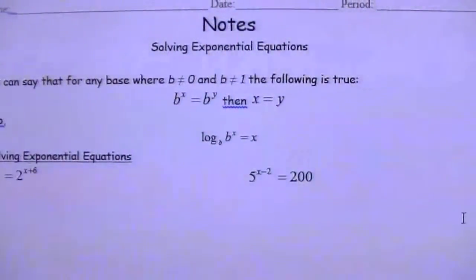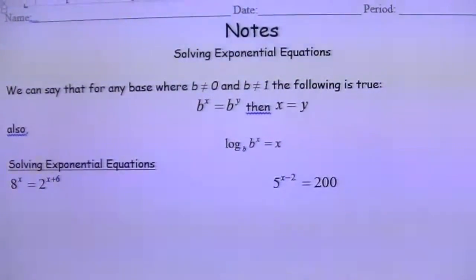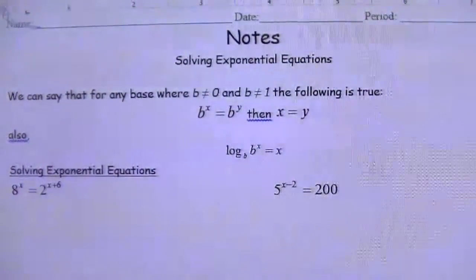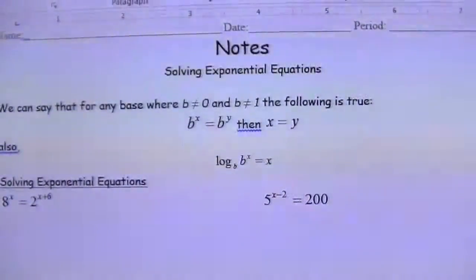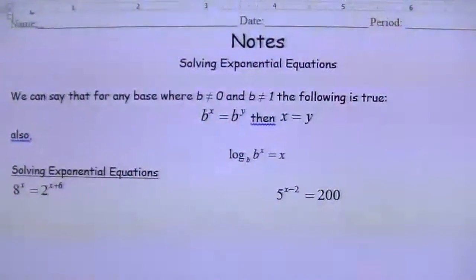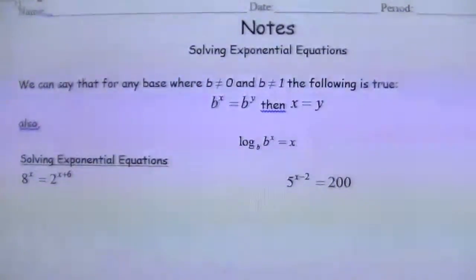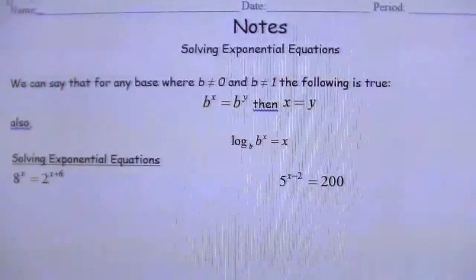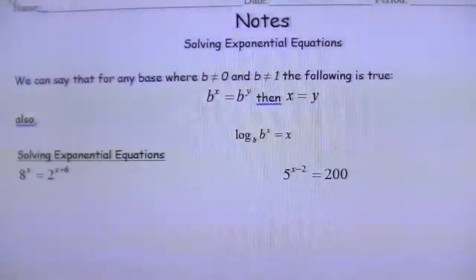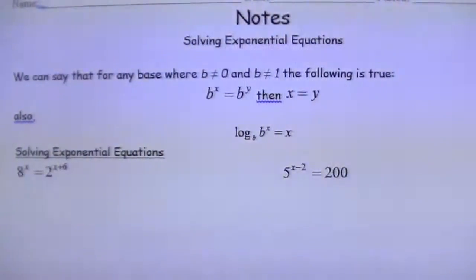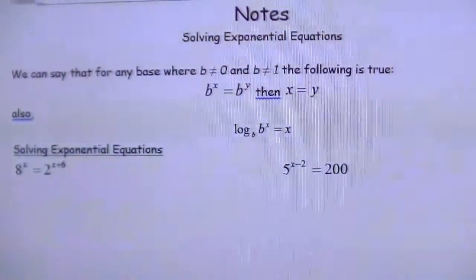Good afternoon. What I'm going to do today is explain how to solve both of these problems. And these are your notes on solving exponential equations. As you can see, to the left-hand side we have 8 to the power x is equal to 2 to the power x plus 6. That is an example of an exponential equation. And then to the right, we have 5 to the power x minus 2 is equal to 200.